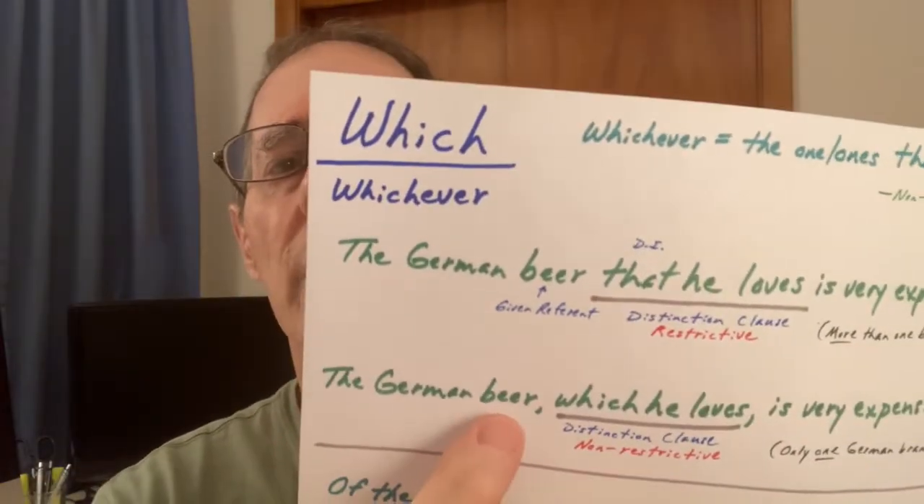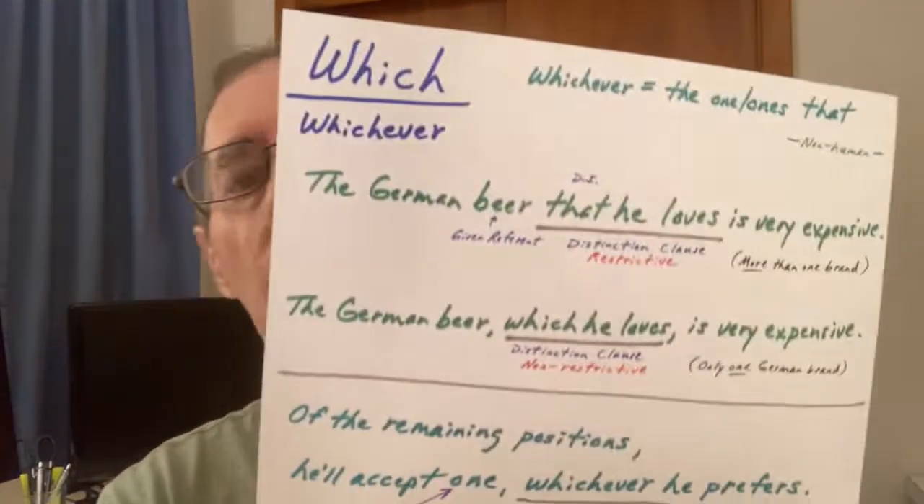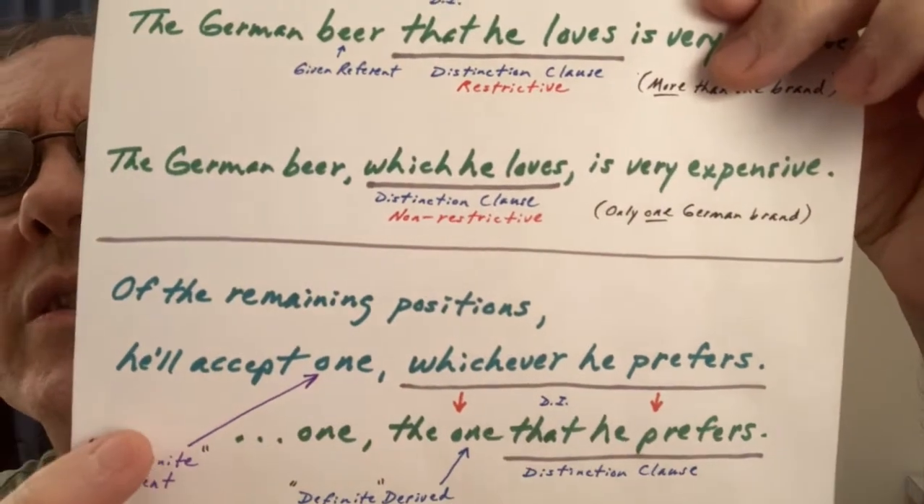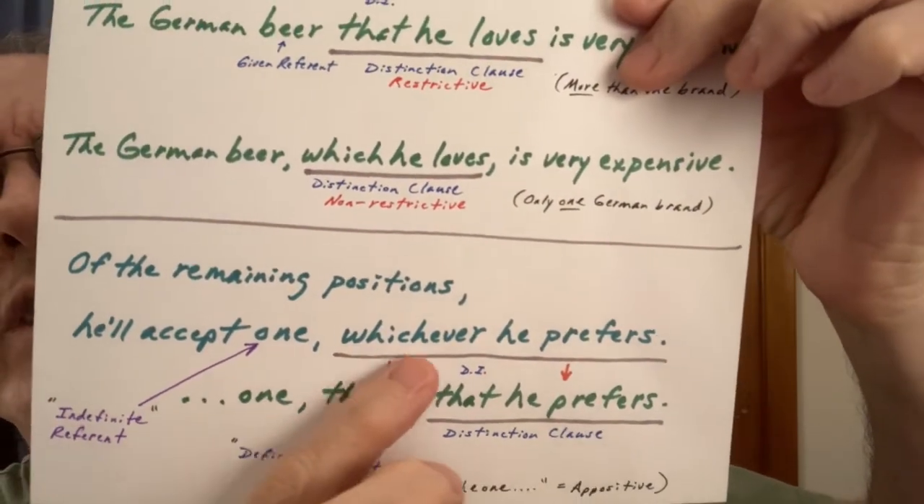Let's say you go to a festival and there's a brand of beer from each country, and there's only one brand of German beer. So you say the German beer, oh, he loves that, the German one, not the others. You understand that? Now, here's another sample so you don't get confused. Of the remaining positions, he'll accept one, whichever he prefers.